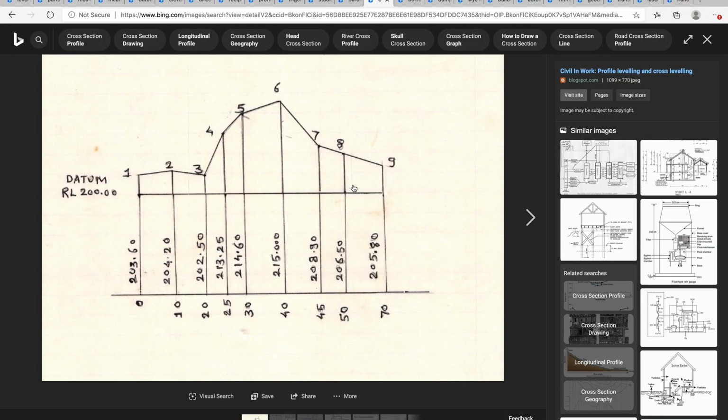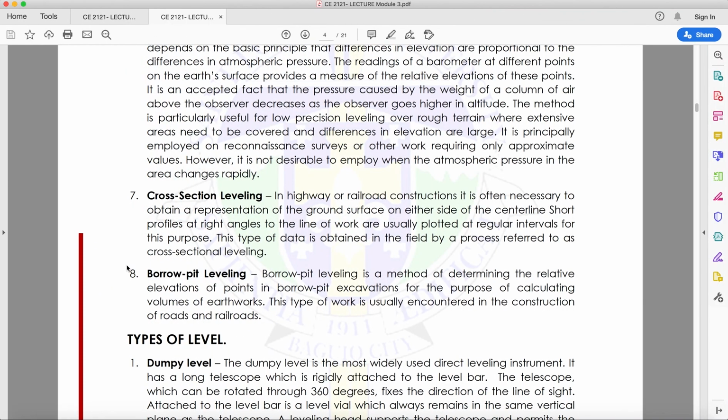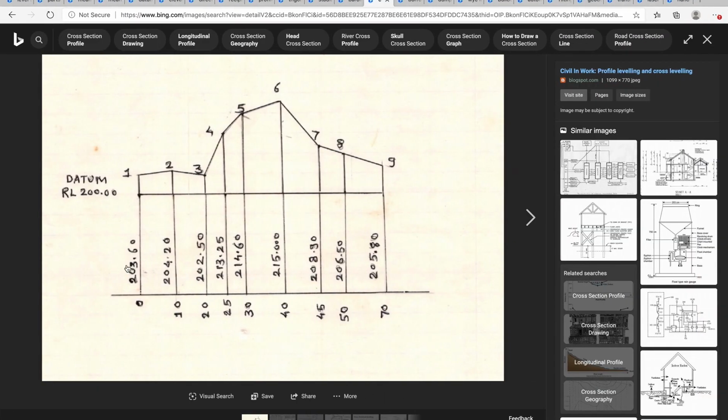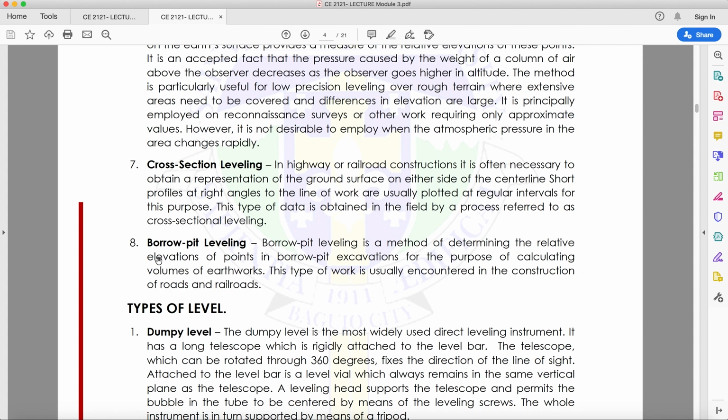So this is how cross-section leveling is done. We have here the datum, point 1, point 2, point 3, until some point. Then you have here your readings. Okay, it is very important to have a precise reading. Then for cross section, I believe by right now you already know what cross section means. It is what a cross section looks like.